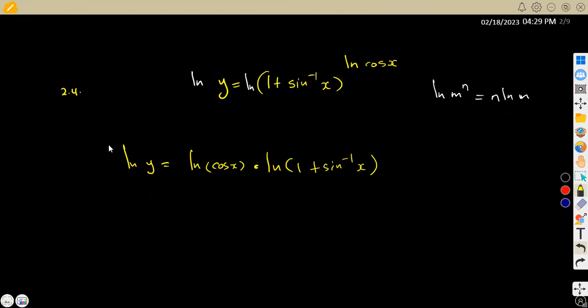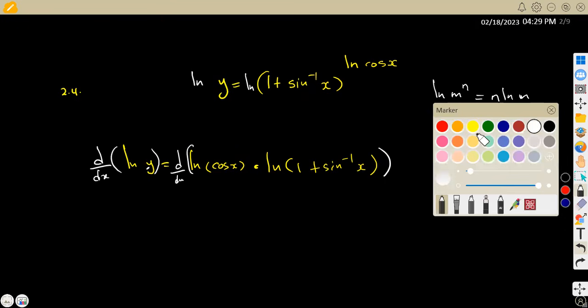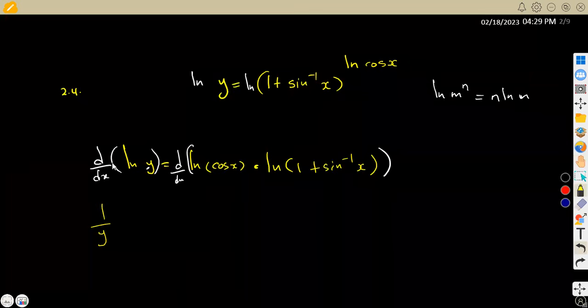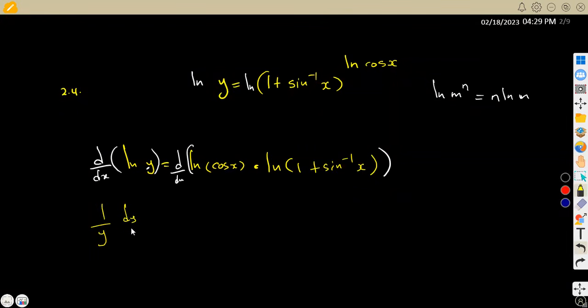Remember that we are supposed to find the derivative of y with respect to x on both sides. Here we do not have x; we are given an expression in terms of y. So the derivative of ln y is 1 over y, and then you multiply by dy/dx from your implicit function.